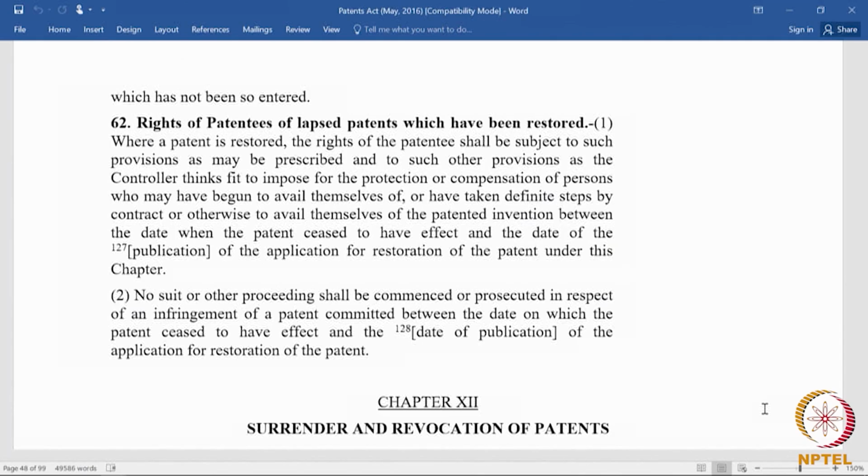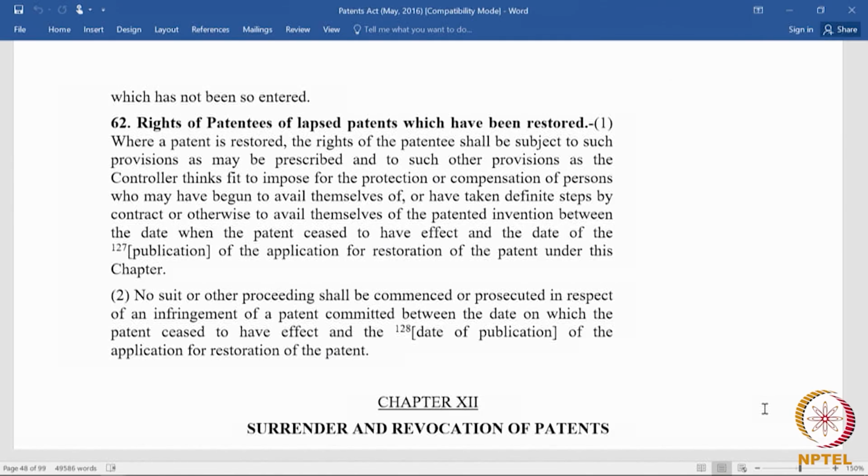So, those persons who had taken some action, definite steps by contract or otherwise to avail themselves of the patented invention, the controller can take some measures he thinks fit to impose for the protection or compensation of persons who could be affected by the fact that the patent is now restored.